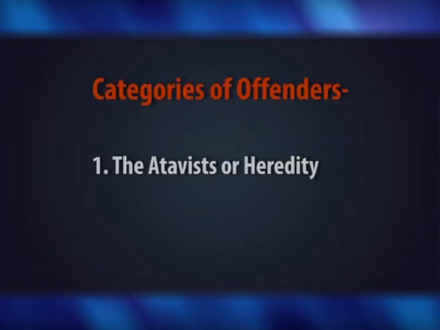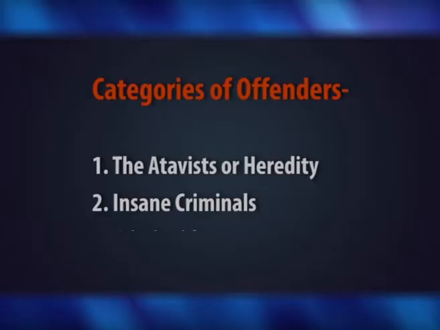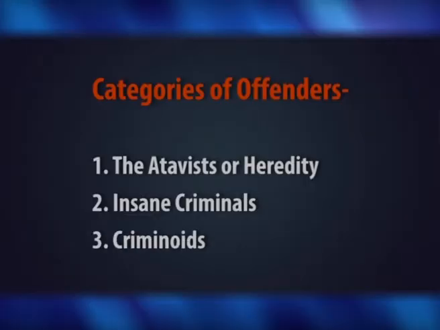The second type was that of the insane criminals. According to Lombroso, the second category consisted of insane criminals who resorted to criminality due to mental illness or disorder. The third type, criminoids. The third category of criminals, as said by Lombroso, was the criminoids, who were the physical criminal type having an affinity to commit crime to overcome their inferiority in order to meet the needs of survival.